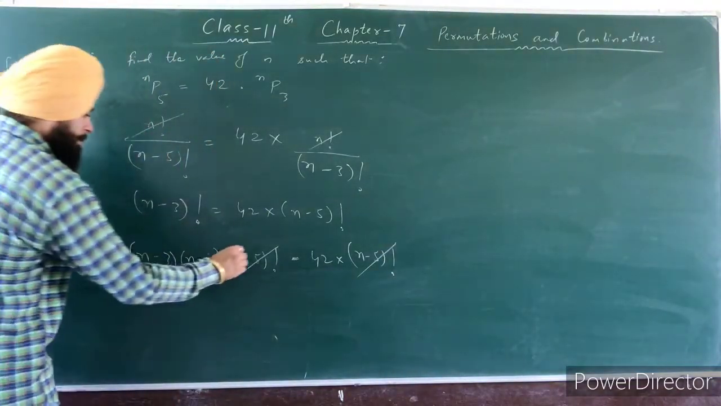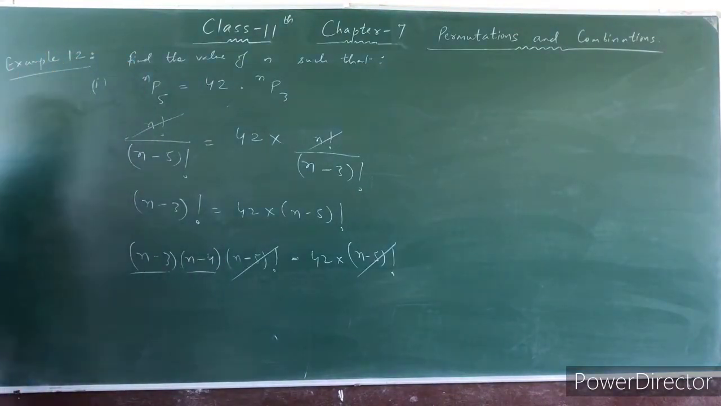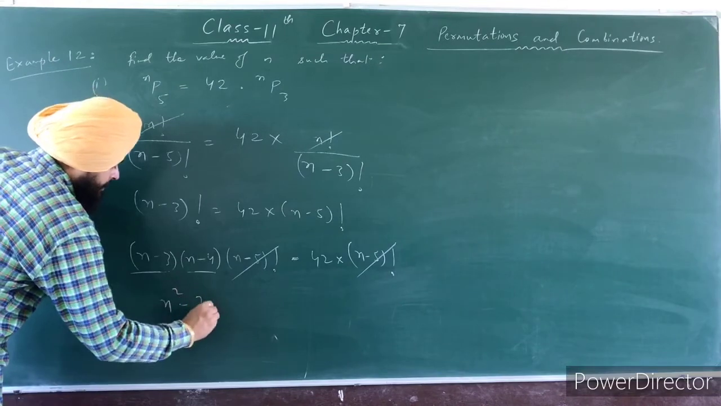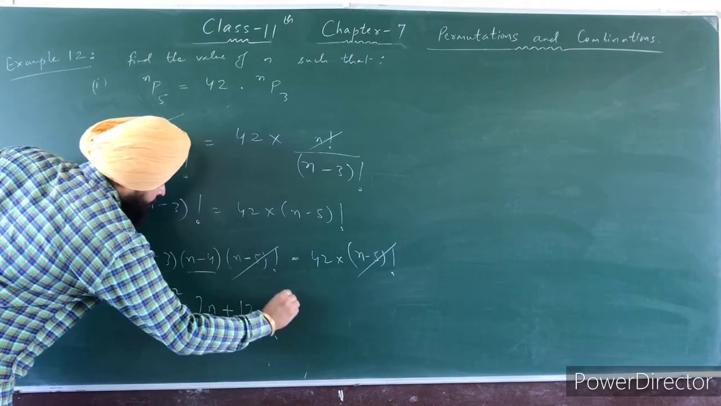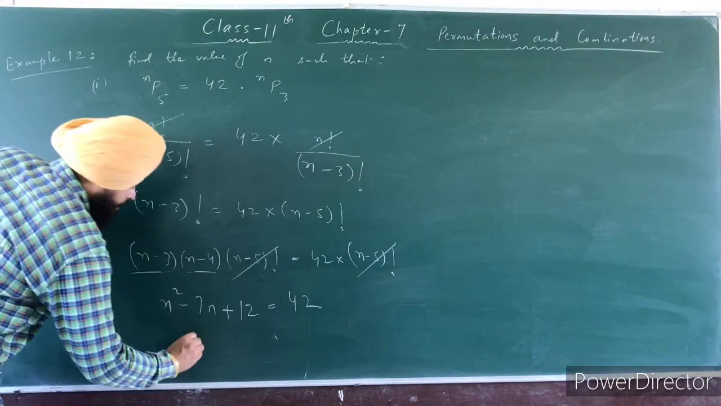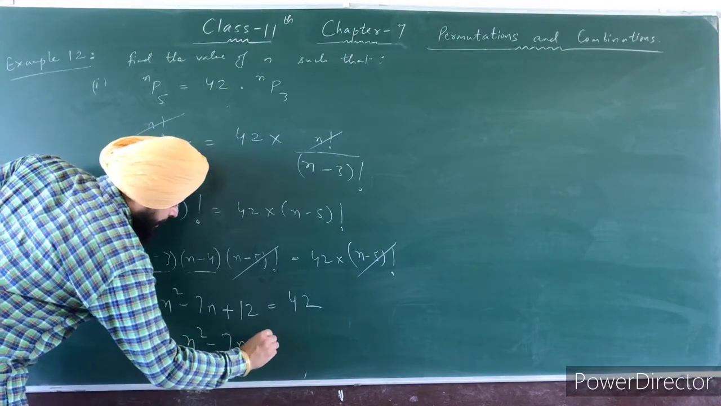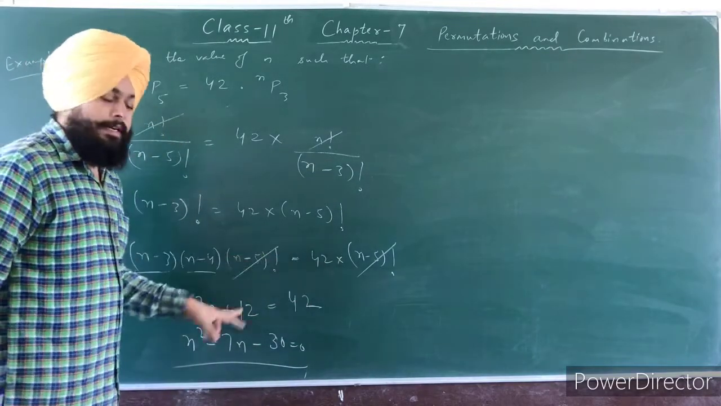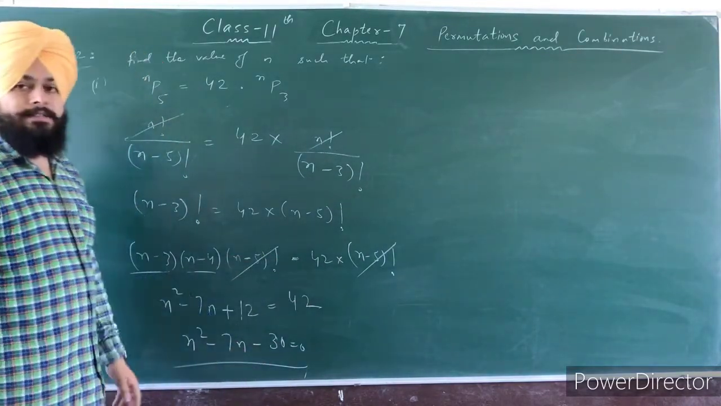Alright. Now you can multiply these two terms, n minus 3 and n minus 4. It is n squared minus 7n plus 12 is equal to 42, or n squared minus 7n minus 30 is equal to 0. You can take this 42 on the left hand side. It is 12 minus 42, which is minus 30.